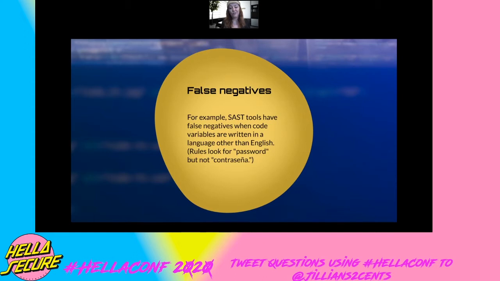And they'll look for things like password or key instead of, like, contraseña, which is in Spanish. So something to consider if you have developers around the world is their variable names might not be in English. They probably aren't. And so there might be some hidden vulnerabilities there that the SAST tools ordinarily would pick up on, but don't because they're written in English. But again, the importance of modifying rules as you find these things.